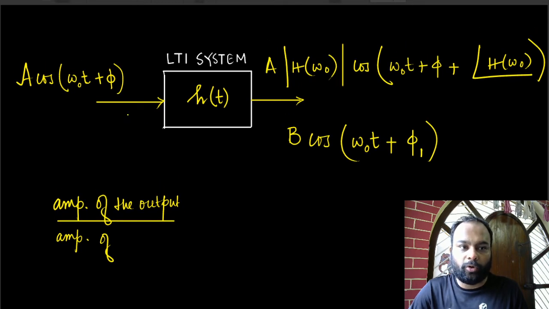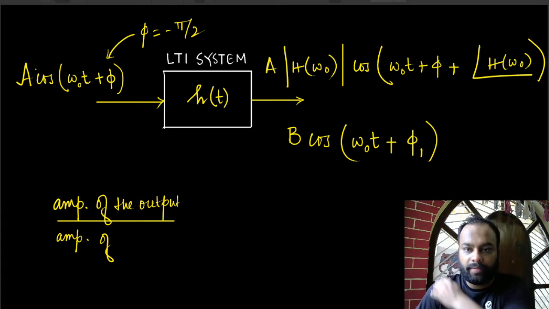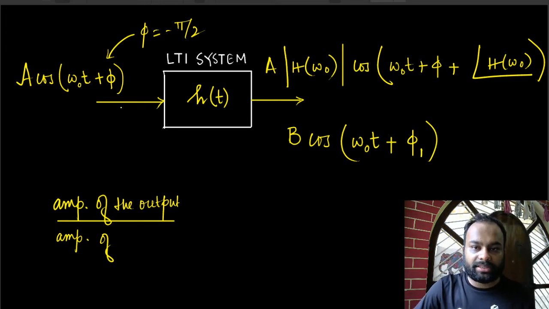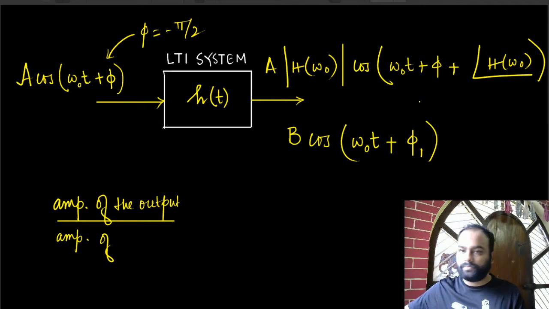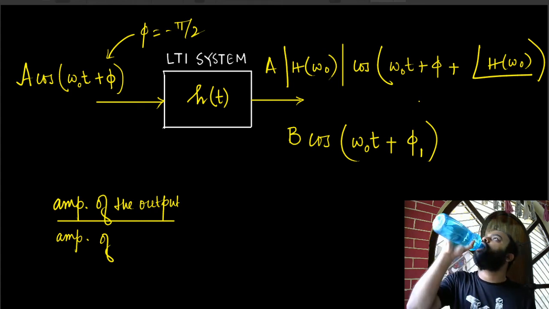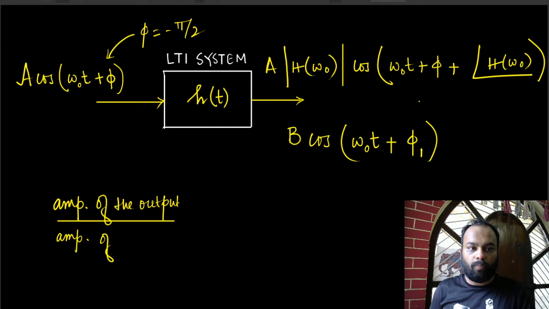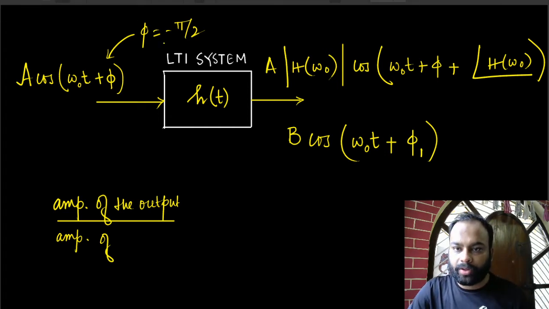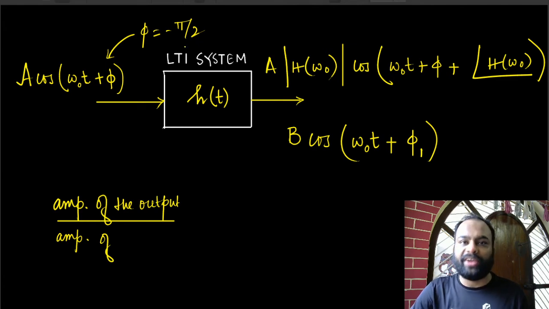You don't have to do the same derivation for sine. If you want a sine wave, just replace this phase with minus pi by 2. You get a sine. The same derivation will follow. That's going to be equal to sine, right? I think I answered your question. Sine is just a cosine with a different phase angle.